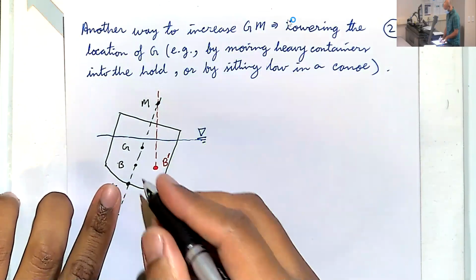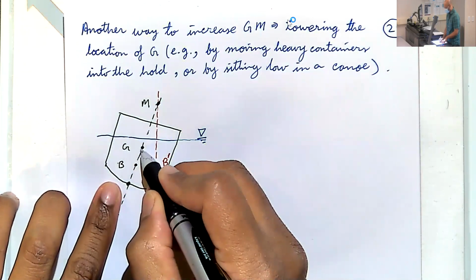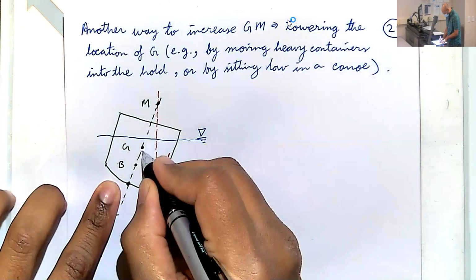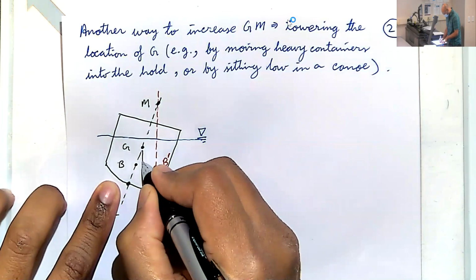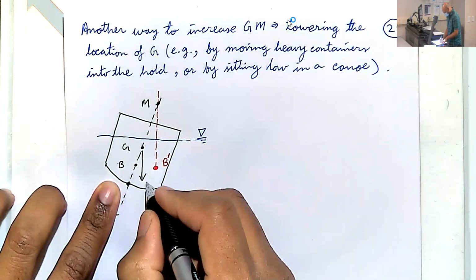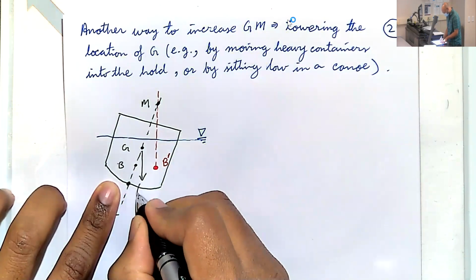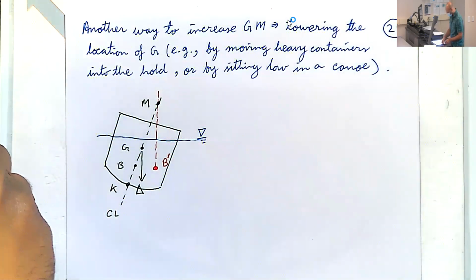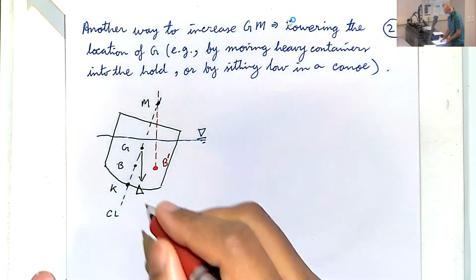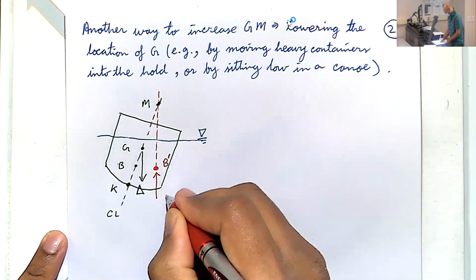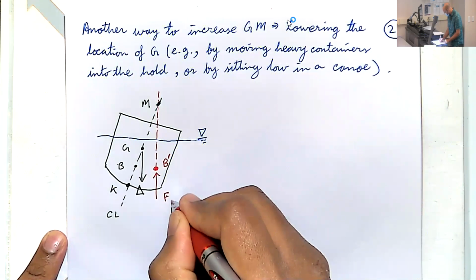All right, so the weight by definition has to act at the center of gravity, G. So we have the gravitational force acting straight down here. And we know this gravitational force will be equal to delta. And then the next one, the buoyant force, will be acting straight up here. Let's call this F buoyant.